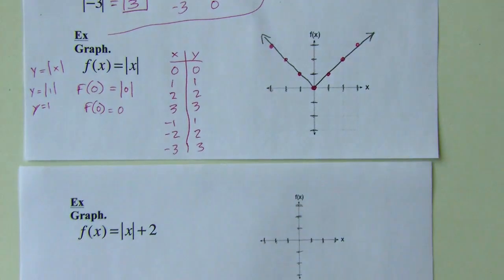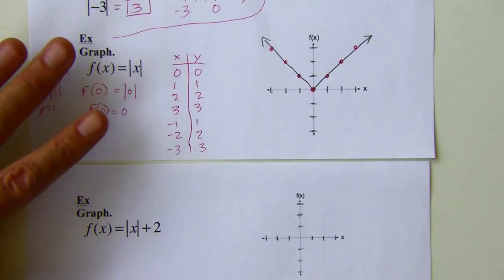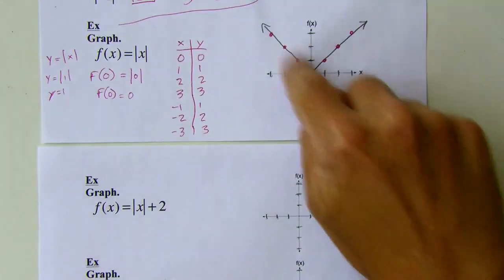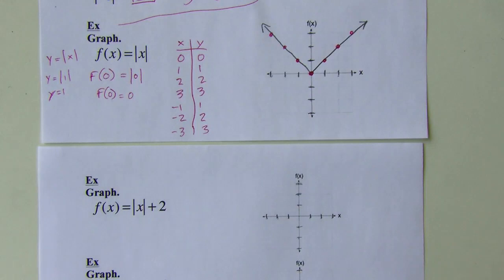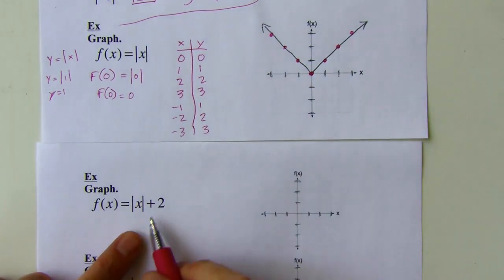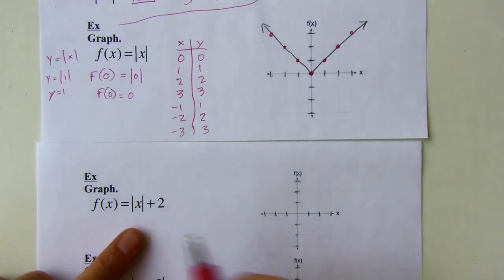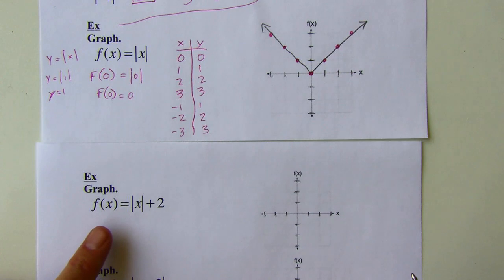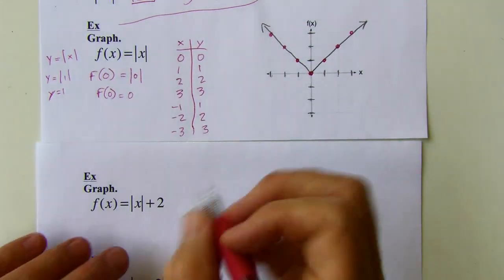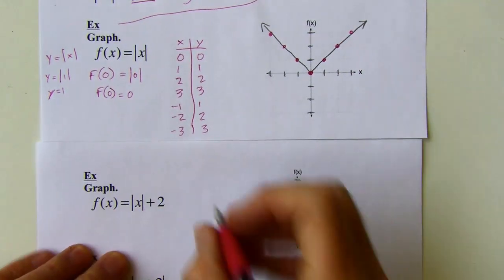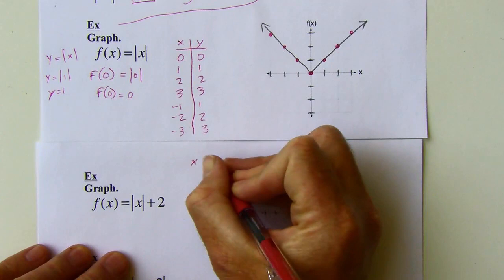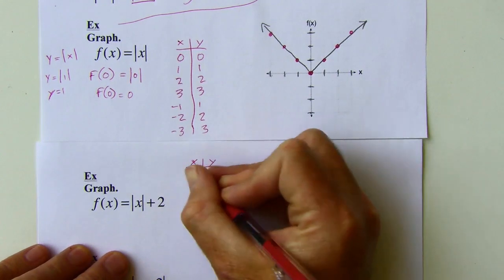I did it because it's the first time we've seen that function, but in the future, I'd just know, oh, it's a V opening up from 0, 0. Okay, so let's see what happens when we add in another component. Now, you can always do this with an XY table. Okay, so again, since it's our first time looking at this, let's make a little table, at least to get started. So I want to see what happens when I plug in 0.